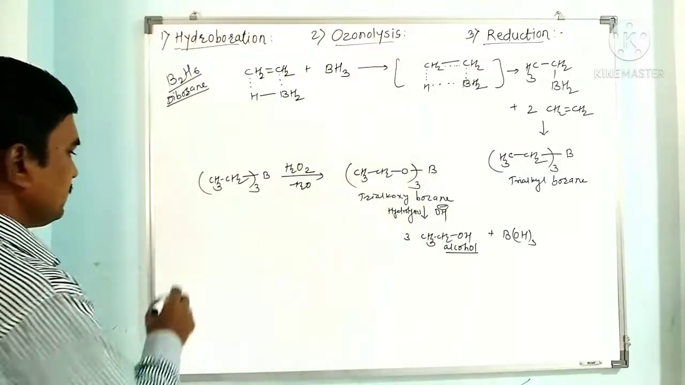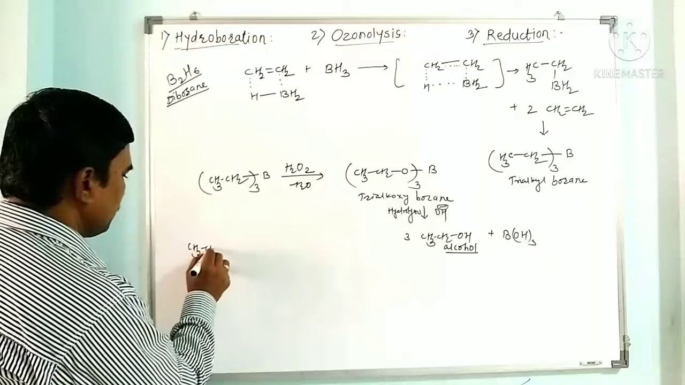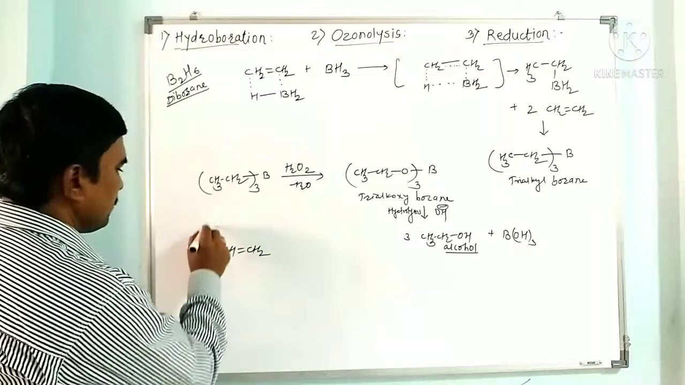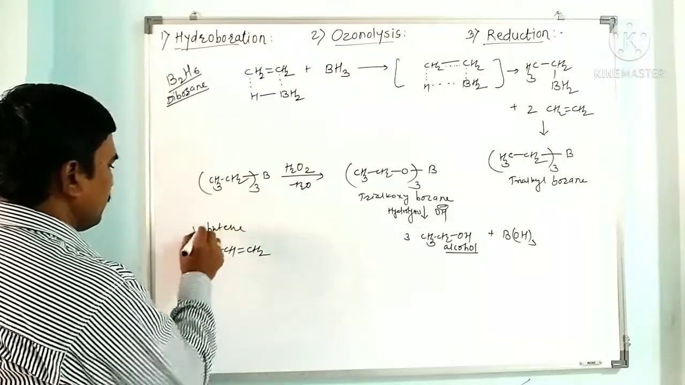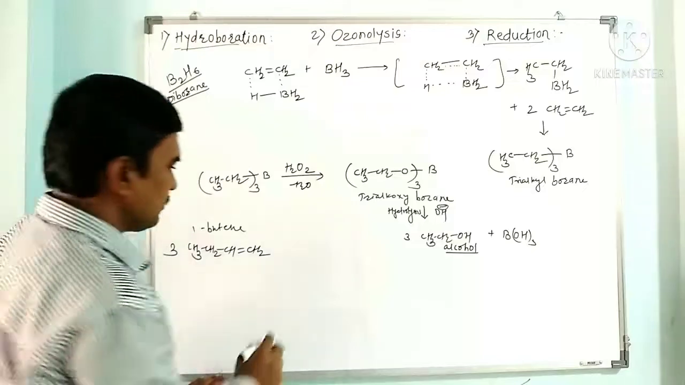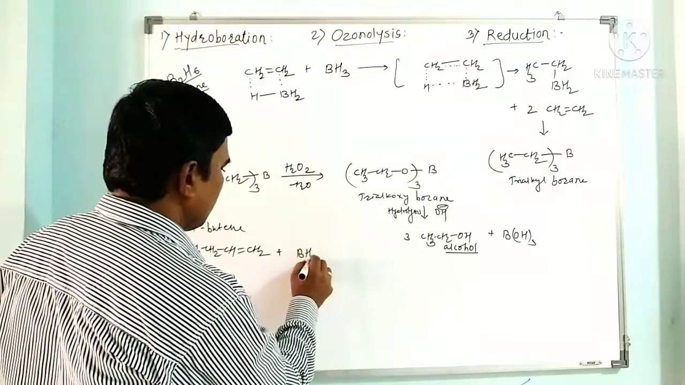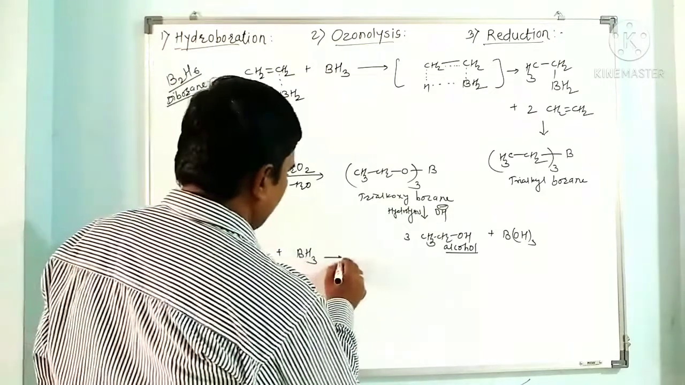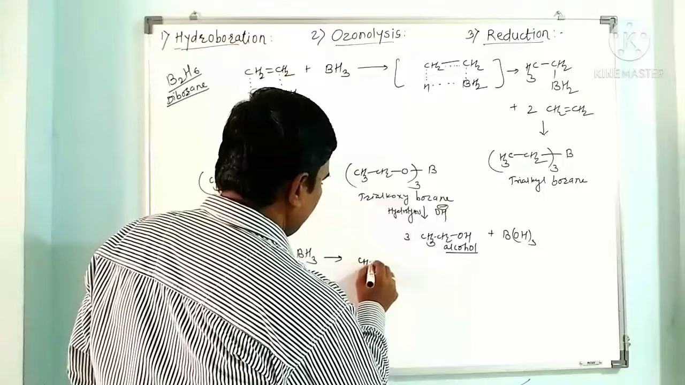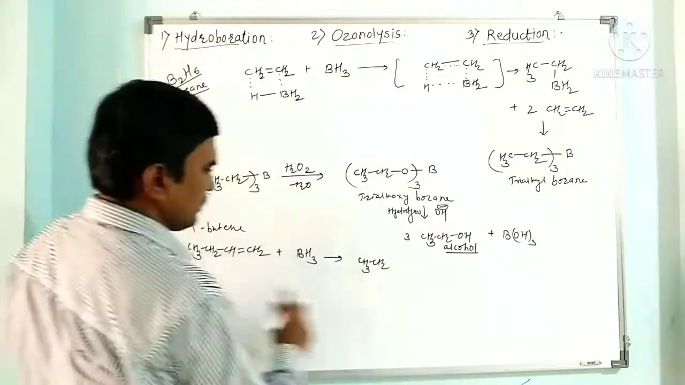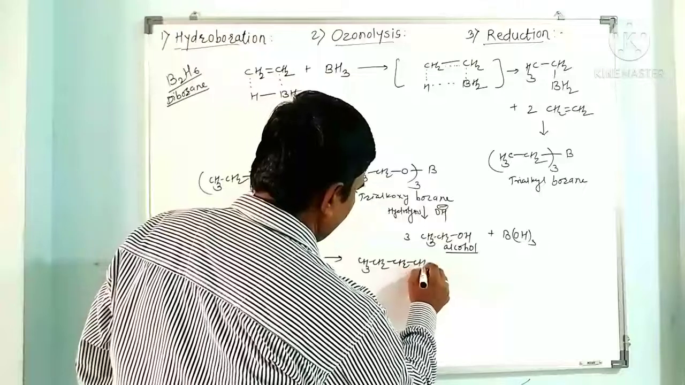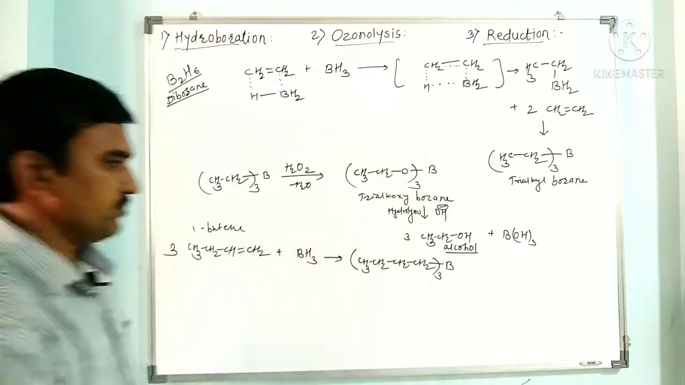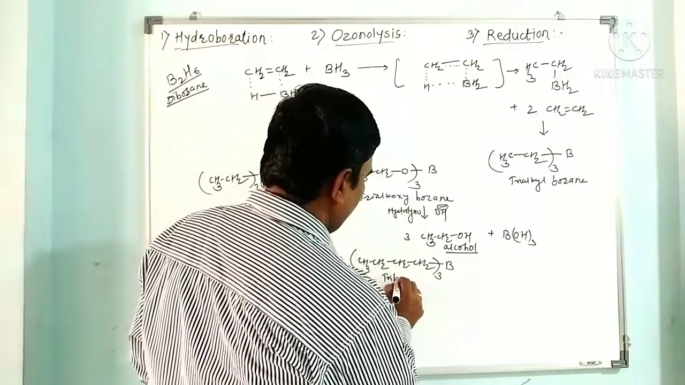When we have examples such as CH3CH2CH=CH2, this is butene, 1-butene. When 3 moles of this butene react with boron hydride, which is generated from diborane B2H6, we get CH3CH2CH2CH2 thrice boron. So this is tributyl boron.